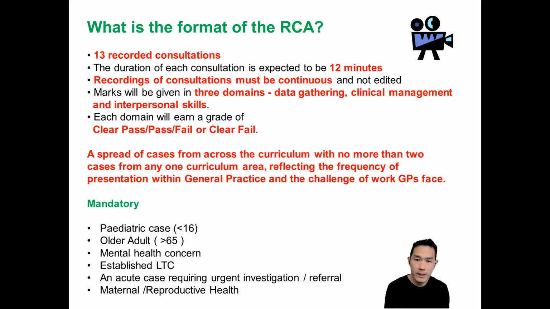Just make sure you get your mandatories in. That's what you want to prioritize. So: a pediatric case, so 16 and less, an older adult, 65 and more, a mental health concern, an established long-term condition, an acute case requiring urgent investigation and referral, maternal and reproductive health, which can't include breast lumps unless the breast lump specifically is in the postnatal context.